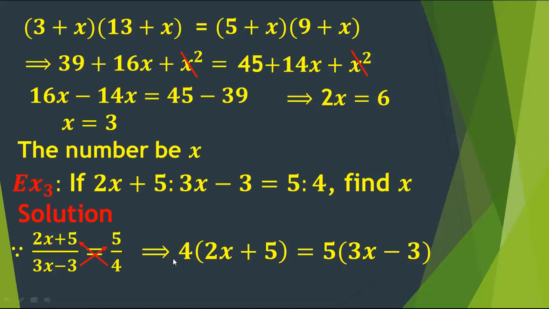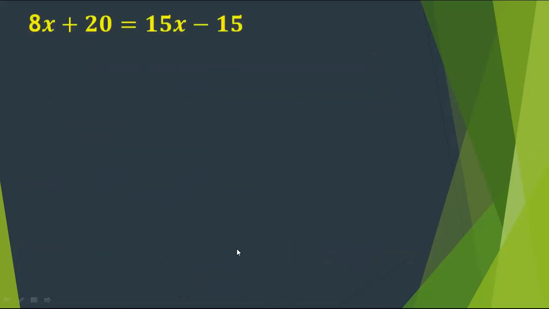Here we have 4 times 2x equals 8x, 4 times 5 equals 20, equals 5 times 3x equals 15x. 5 times 3 equals 15. We said, put x inside and the numbers on the other side. Here we have 15 and here we have 8. We can transform 8 to 15. It will be 7.